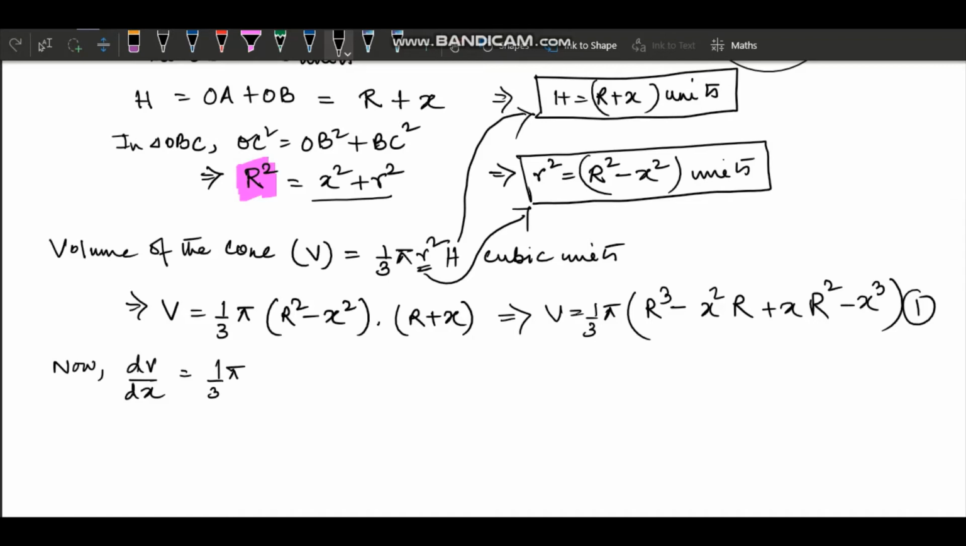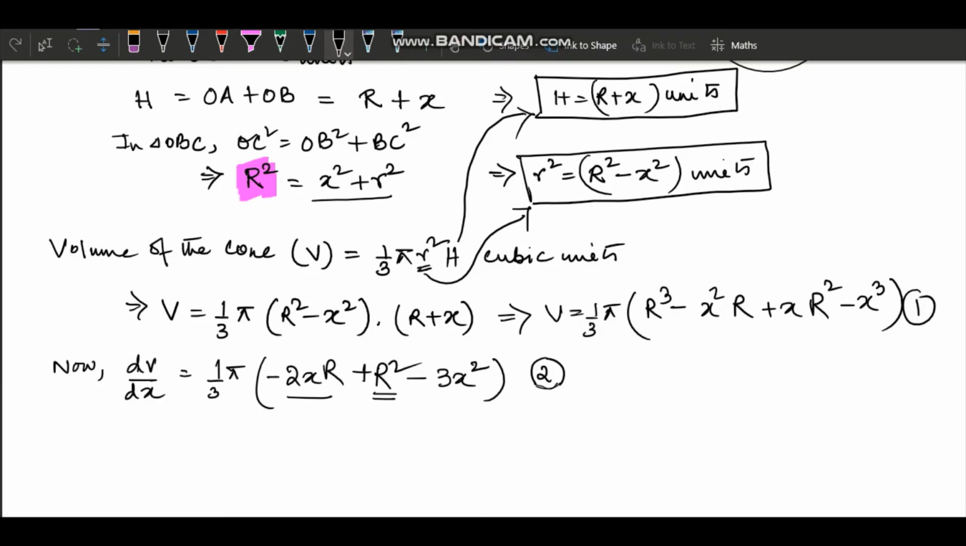1/3 pi, d dx of r cube is 0. This gives us minus 2xr. This gives us plus r square, and finally derivative of x cube is 3x square. So we are getting minus 3x square. Let this be denoted by 2.